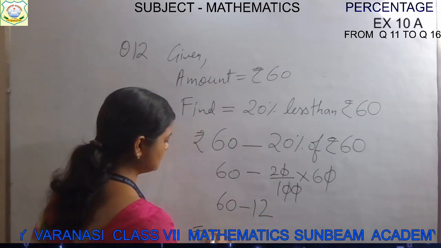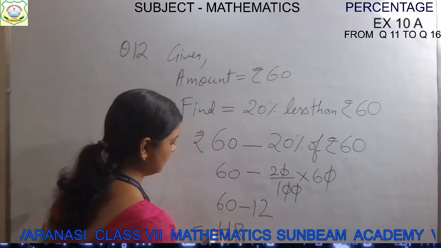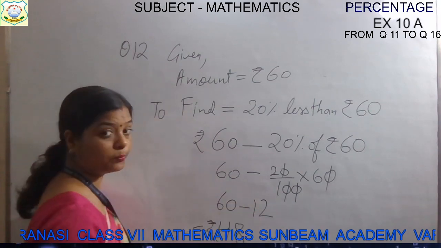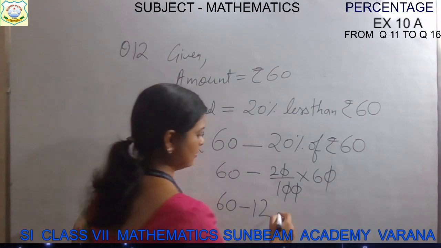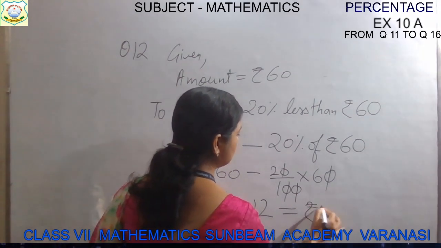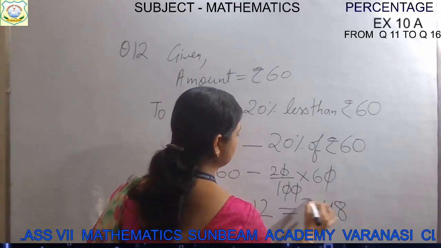So what will be the answer, children? 48. What 48? 48 rupees. It's not visible, children, so I am writing in front here. It is rupees 48. Okay.